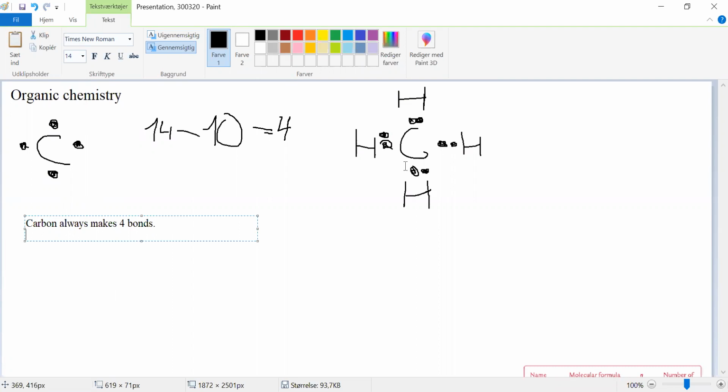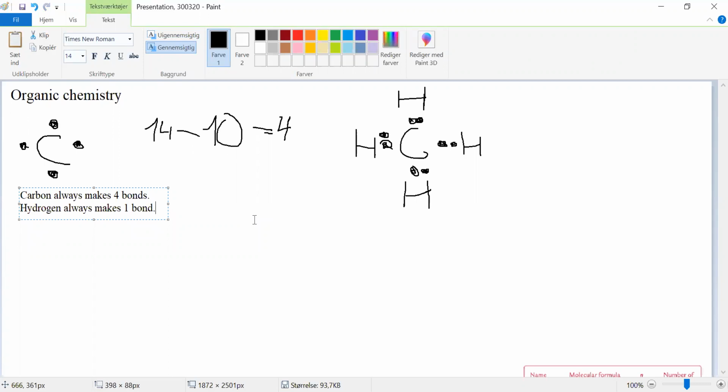We can also see from this illustration of that molecule that hydrogen always makes 1 bond. So if hydrogen has more than 1 bond, there's most likely a mistake going on, because hydrogen should always just have one bond. So it does not make double bonds or triple bonds or anything. And these are the rules that apply to the first part of organic chemistry here. Carbon makes 4 bonds and hydrogen makes 1 bond.